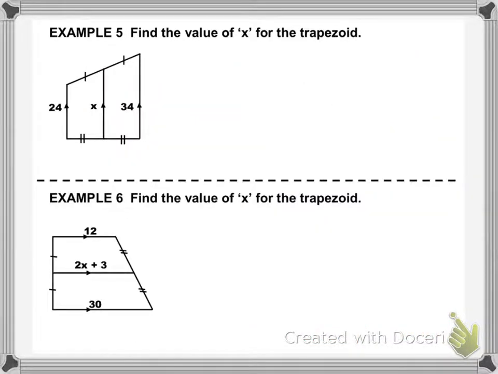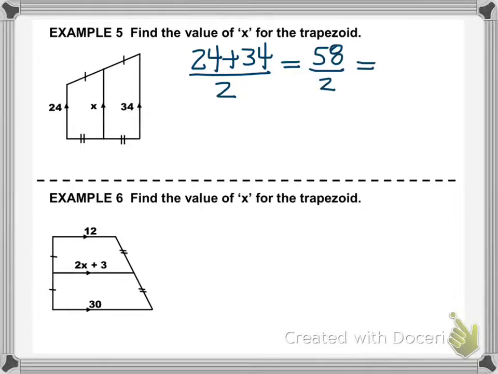All right, here's a few more. Example 5, find the value of x. X is going to be right between 24 and 34. You can either think, what is that number? Like if you had a number line counting in, kind of like you found the median back in junior high. Or remember, you can add the bases together. 24 plus 34, and then divide by 2. 24 plus 34 is 58. 58 divided by 2 is 29. So that median has a length of 29.